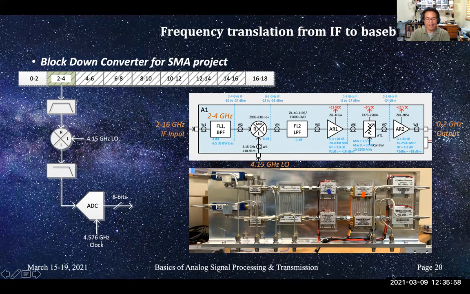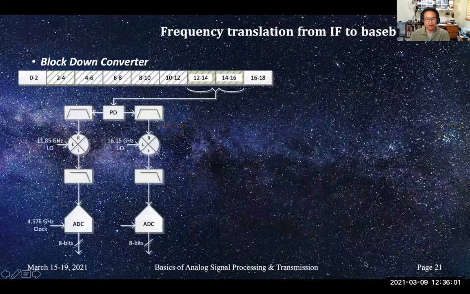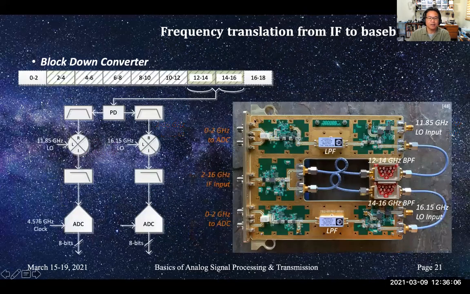We're going to make 8 of these 16 channels for our 8 antennas. Here's another block down converter that we subcontracted. It's all on circuit board. We take 12 to 14 and 14 to 16 gigahertz. It's too high for digitization, so we down convert to baseband. You can see the signal comes in here, gets split to 2 bandpass filters. The bandpass filter outputs go in and get down converted with these white mixers. Low pass filters, gets variable attenuated here, and then the output to the ADC. So the ADC is not part of this assembly, it's outside.